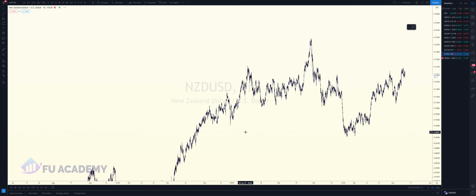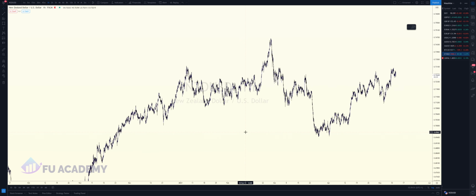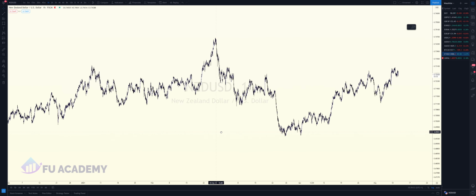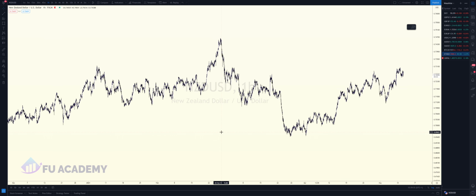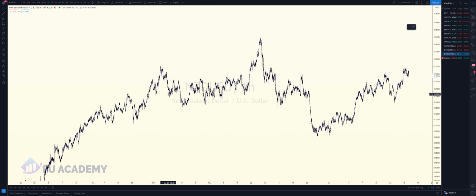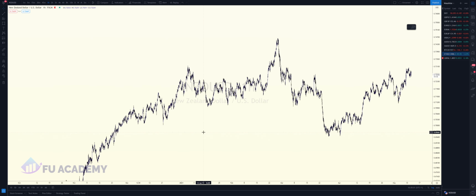Now, one of the first things before I try to look for accumulation or distribution that you have to understand is that it's basically just a range. It's when price comes to a halt.